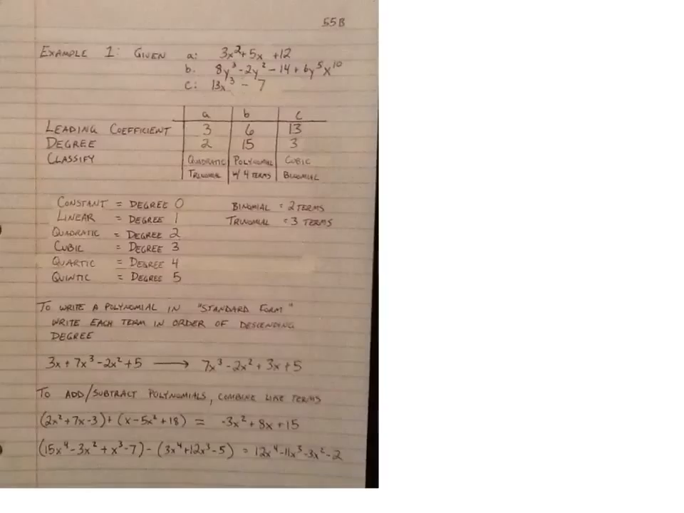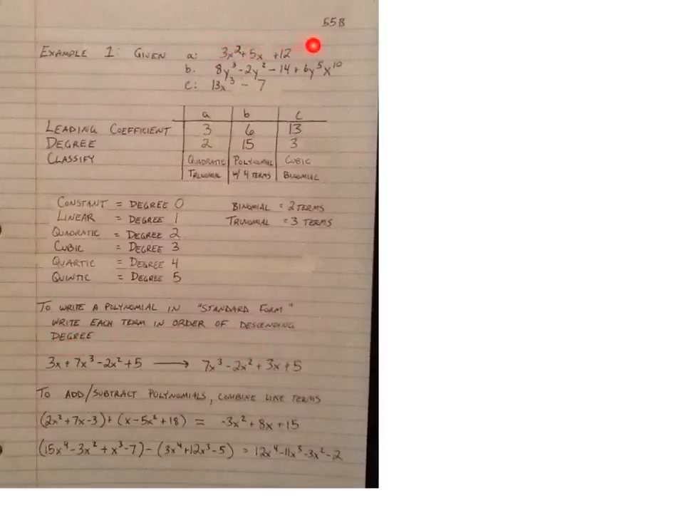This information plays out on the skill test in a couple ways. First one is we're given a polynomial or a monomial, and we're asked for the leading coefficient, the degree, and asked how to classify it. So in order to find the leading coefficient, we have to write the polynomial in standard form, which I've described down here. Basically, standard form is write each term in order of descending degree.